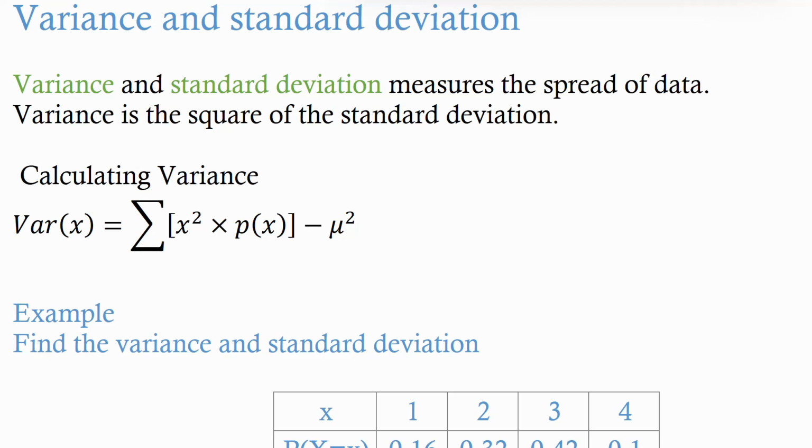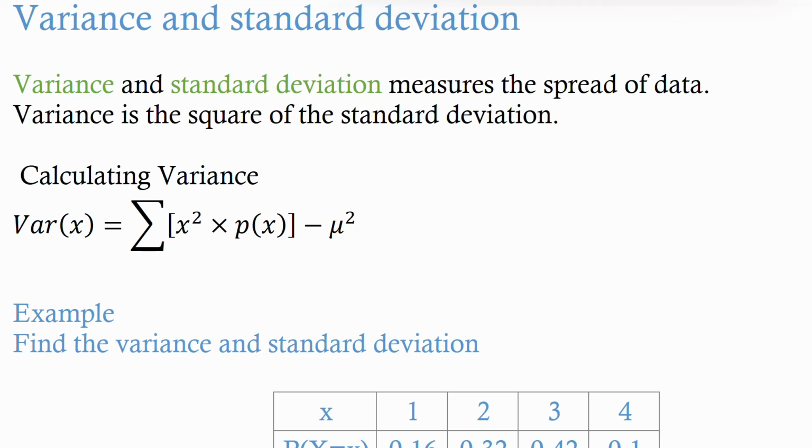In this video, we're focusing on finding the variance and standard deviation for discrete probability functions. So variance and standard deviation measure the spread of data from the mean. The variance is the square of the standard deviation, and we have a formula for calculating variance, and then we use that to find the standard deviation. So our formula is there.